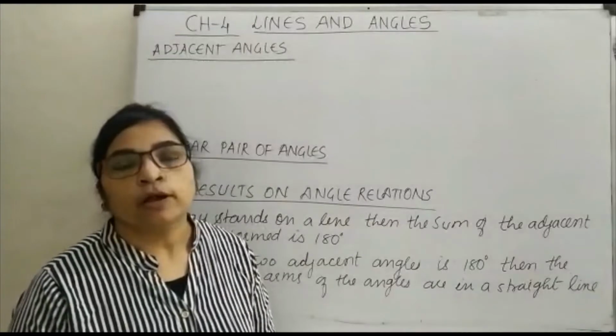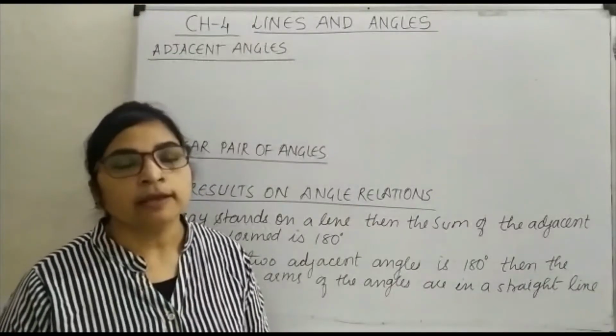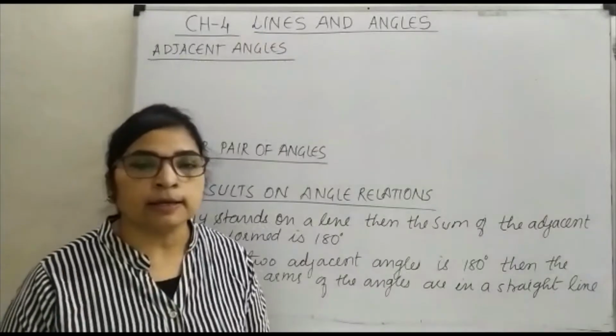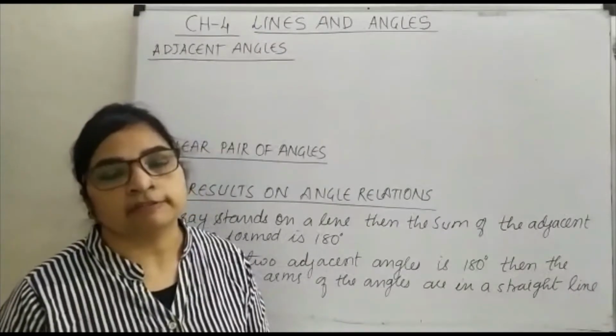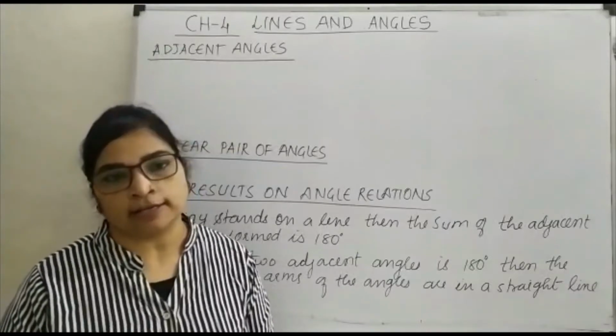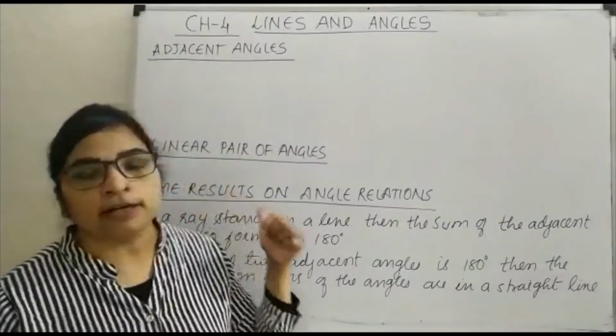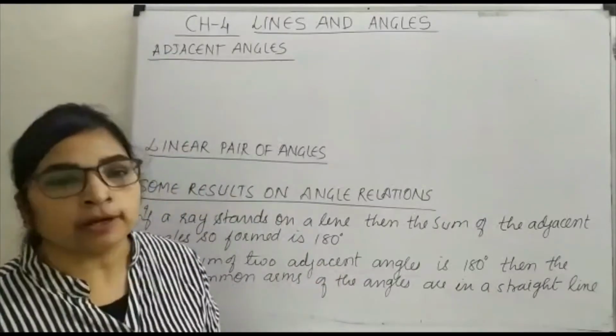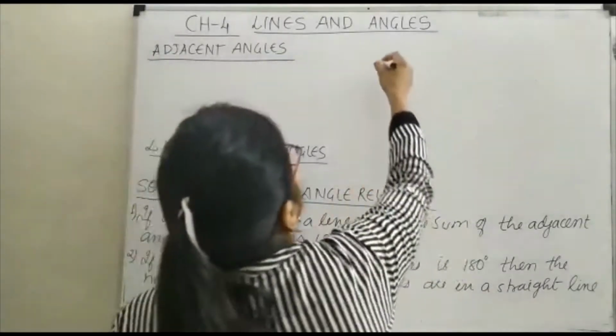To chapter 4, lines and angles. Today we are going to discuss adjacent angles, linear pair angles and some results based upon angle relations. So let us understand the adjacent angles. Two angles are said to be adjacent. See the condition.